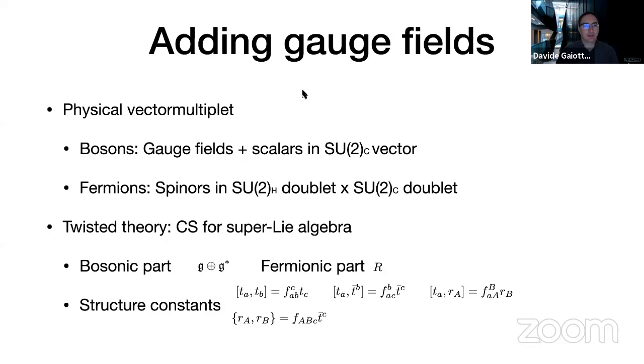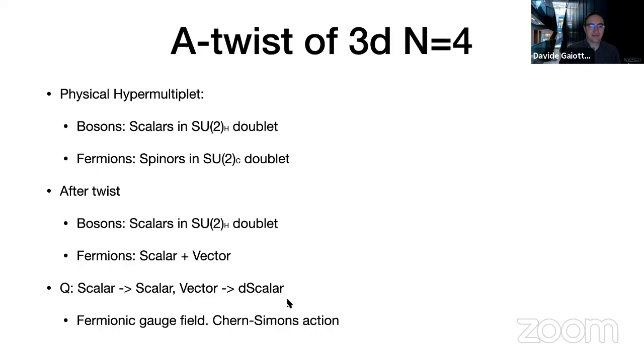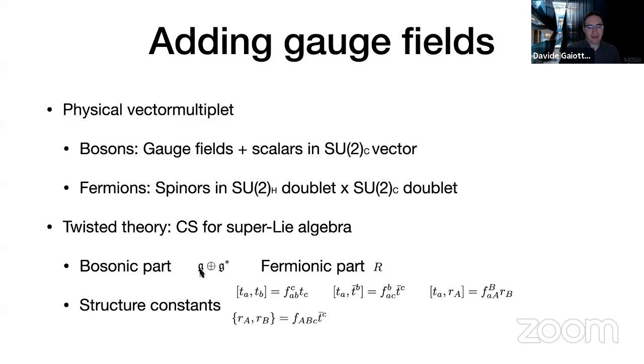So the gauge fields in 3D N=4 live in something called the vector multiplet. It has bosons, which are the gauge field and some adjoint scalars, forming a vector of this, as you can see. And then fermions, which are spinors or doublets of the R-symmetries, as you choose. After the twist, there is a bit of reorganization. Kevin is an expert in this sort of manipulation. And the final result is again a Chern-Simons theory for some funny super Lie algebra. So the old gauge fields combine with the scalars and with the matter fields to give you a gauge algebra, which has a bosonic part, which is the Lie algebra plus its dual, and a fermionic part, which is whatever representation the hypermultiplets transform in.